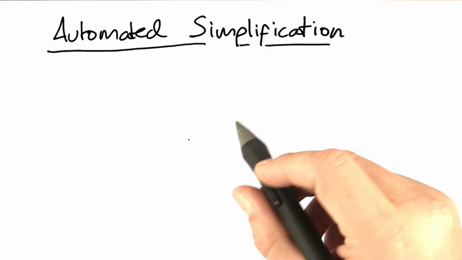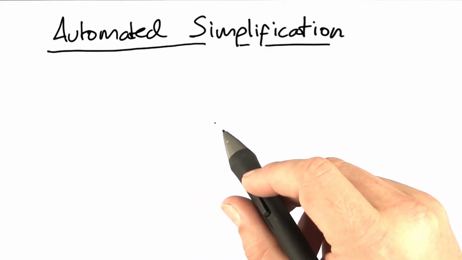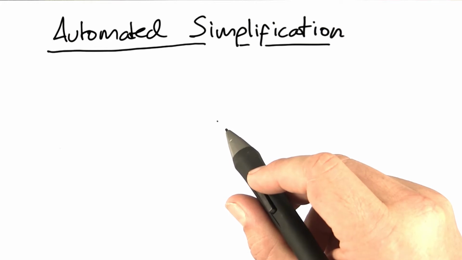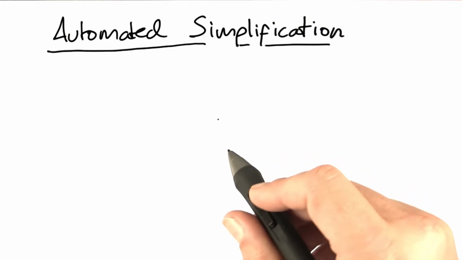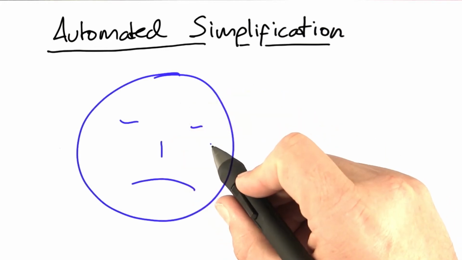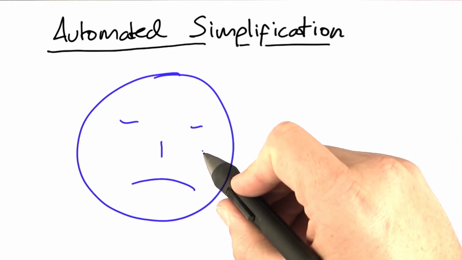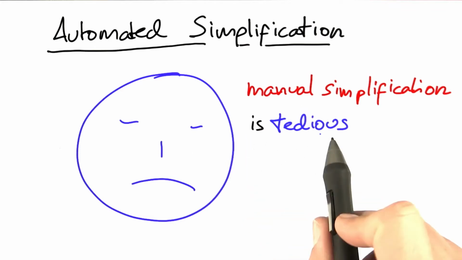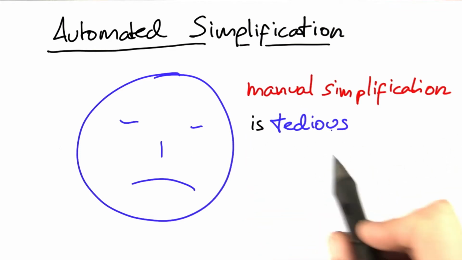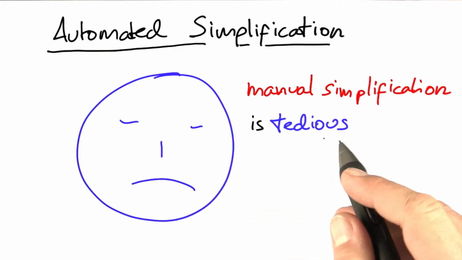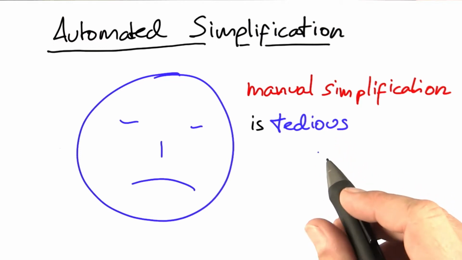Now let's get back to our simplification scheme. Obviously, simplification works. But if you, as a human, do simplification, you may not be entirely happy with it. That is because manual simplification is tedious, because you have to run these tests manually again and again and again.